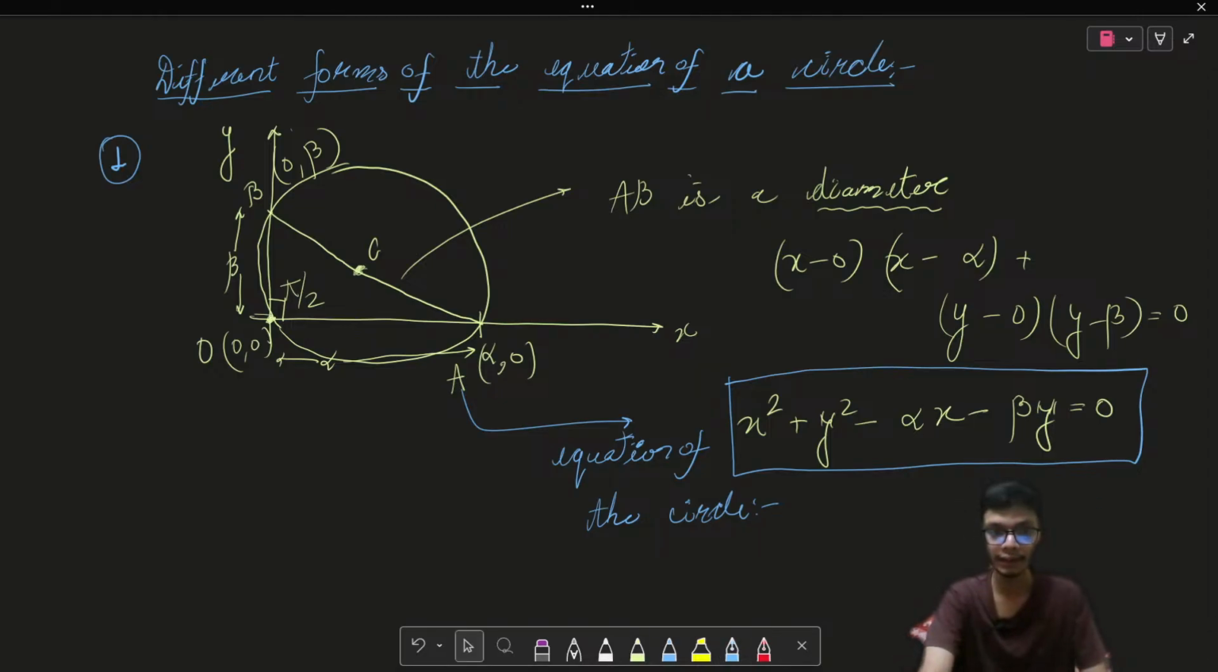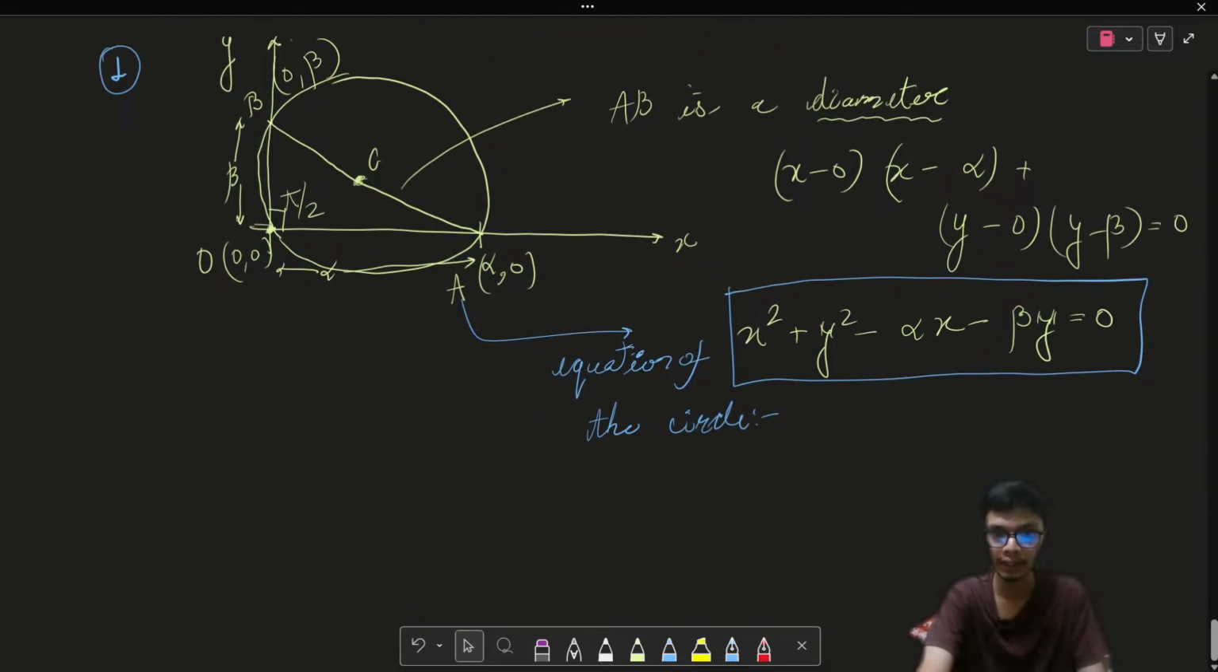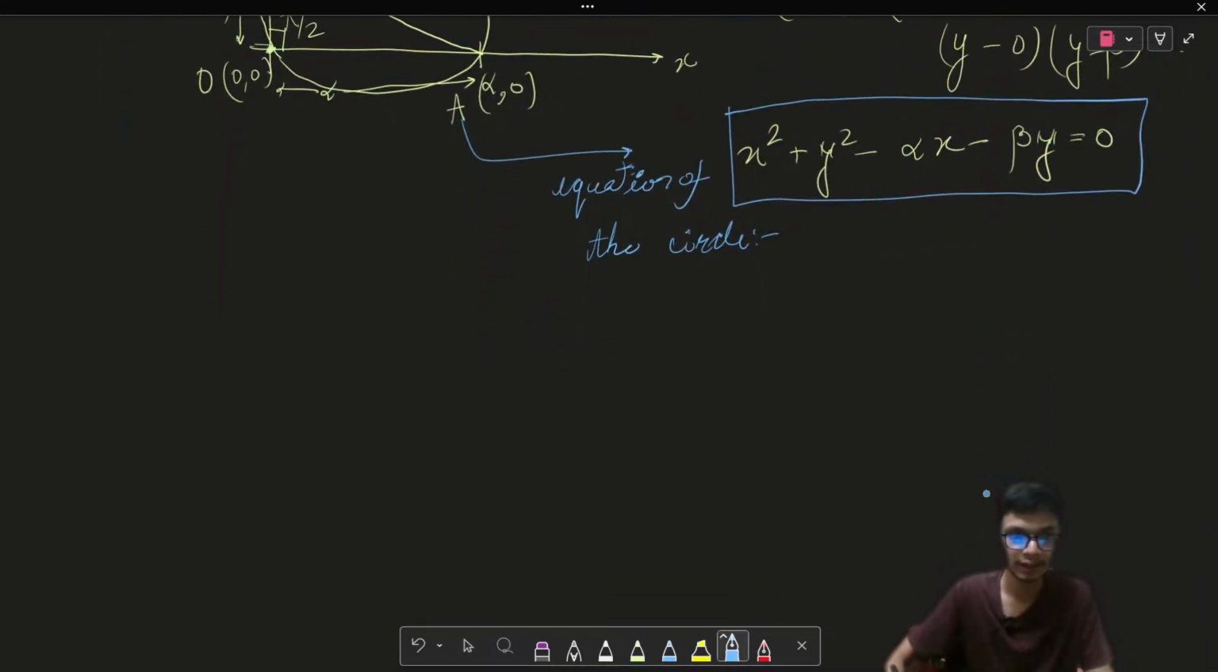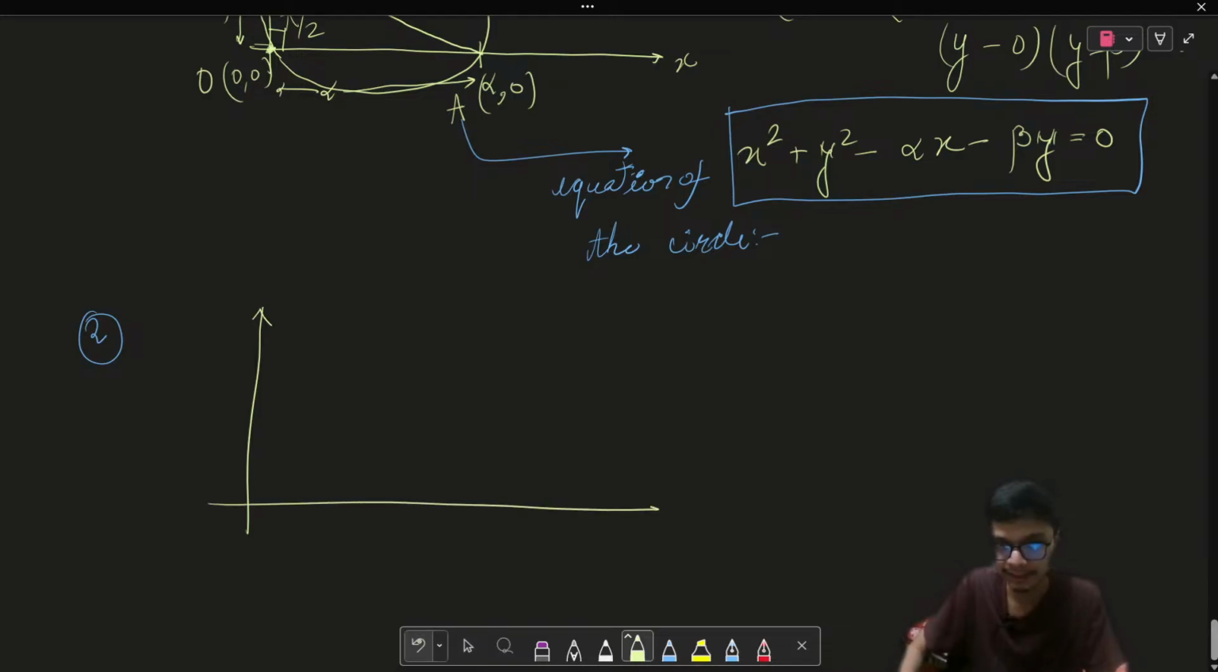Similarly, let us now quickly look into the other form of the circle, what happens when your circle touches the x-axis. If your circle touches the x-axis, that means the x-axis is a tangent to the circle.